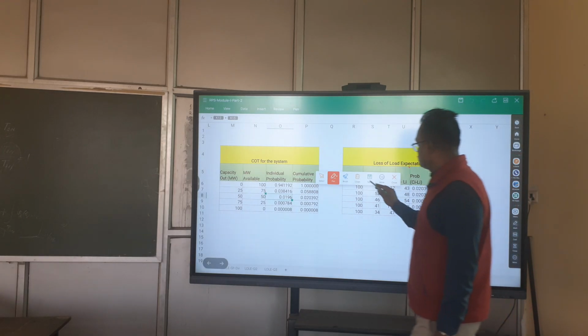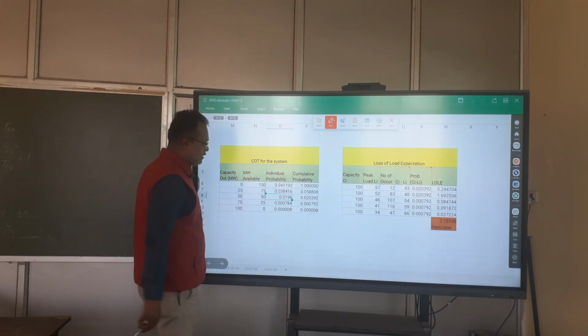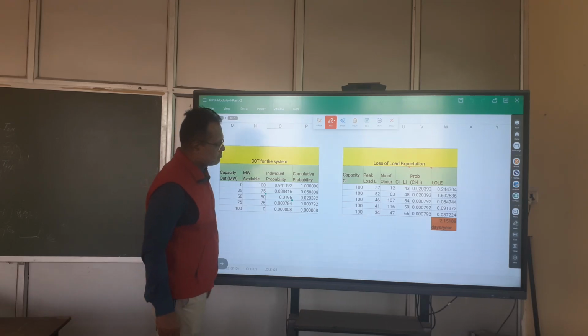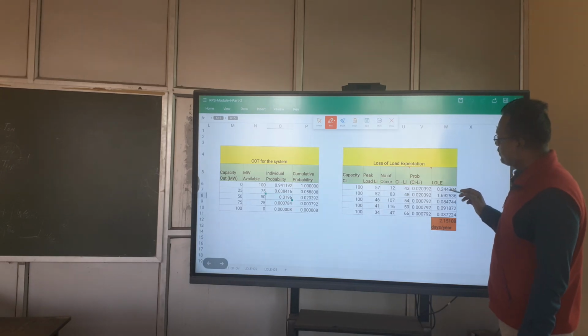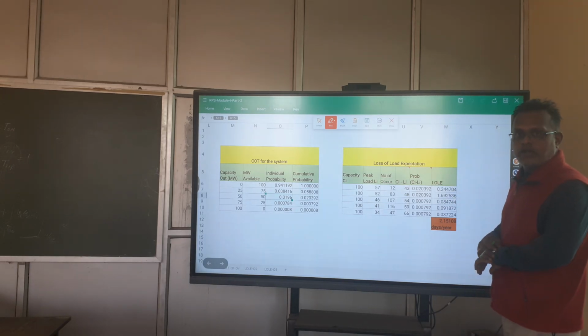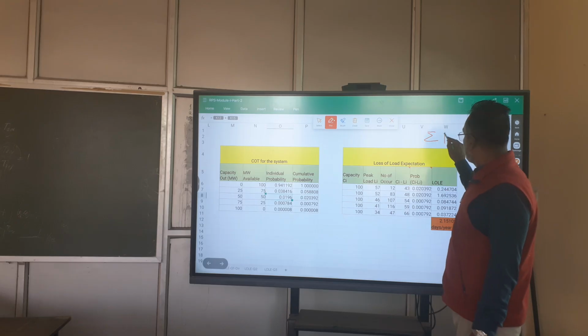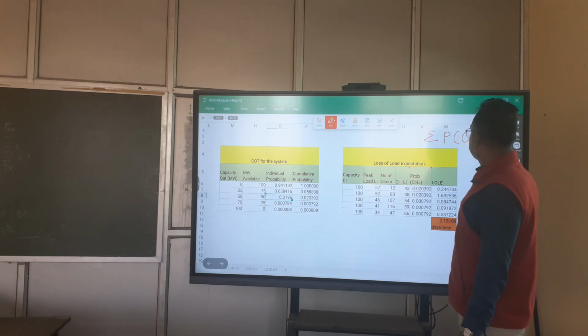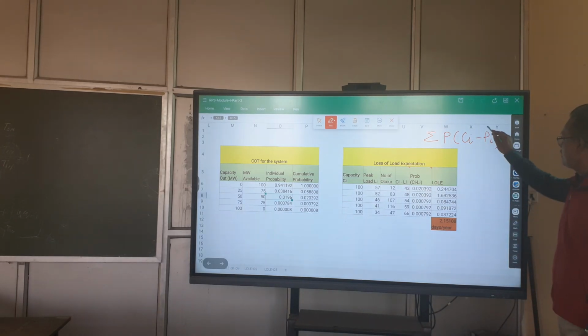So for this system, what is the loss of load probability? How to compute it? The formula was the summation of probability of Ci minus Li. Ci minus Li. So what is the load in this system?